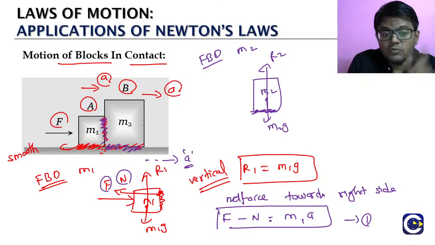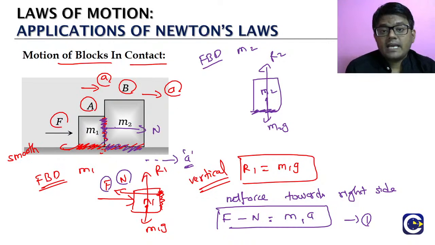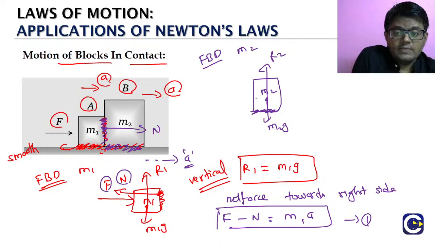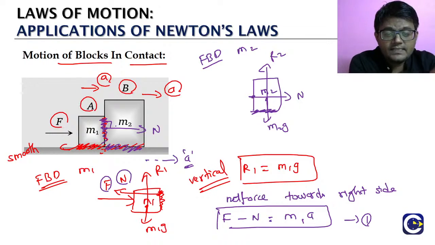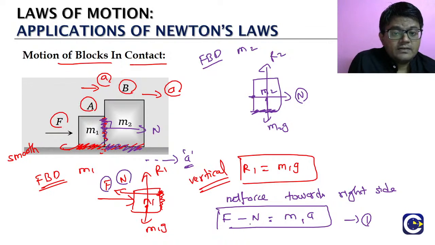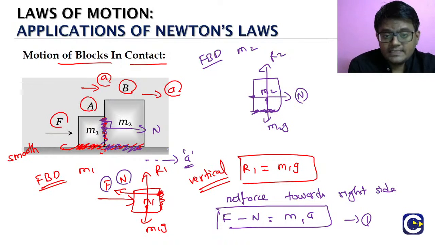In the horizontal direction there will be only one force. That force will be what? The normal reaction between block A and block B at the contact surface, which will be acting towards the right side. Because from that contact surface, we are looking at the normal reaction acting on B. The normal reaction value will be the same as N. Why? Because it is an action-reaction pair, right?